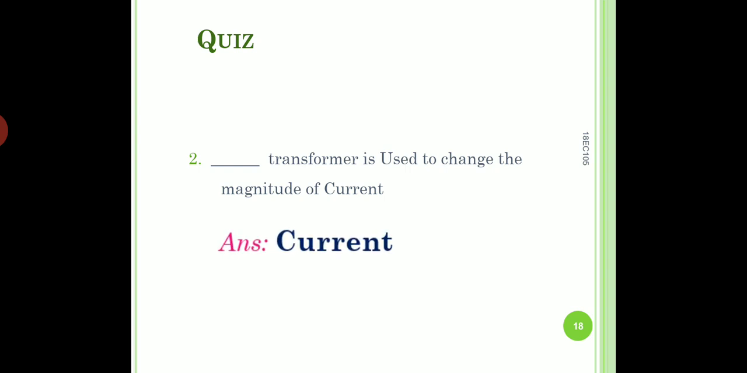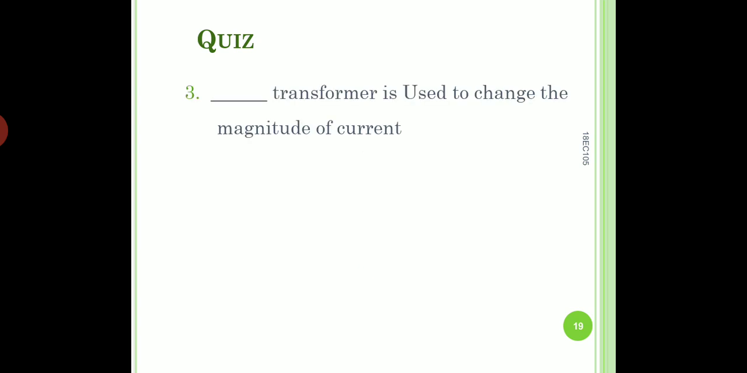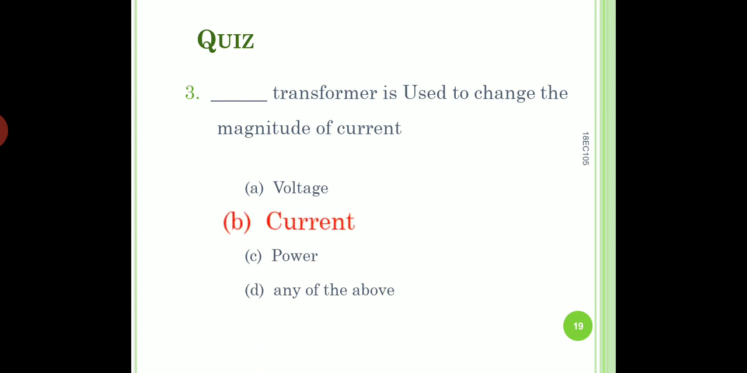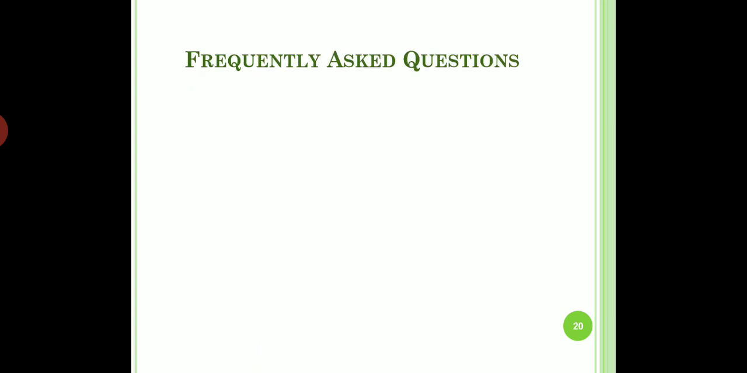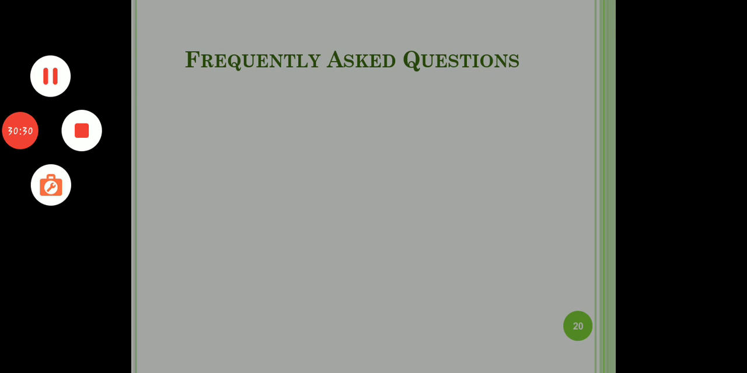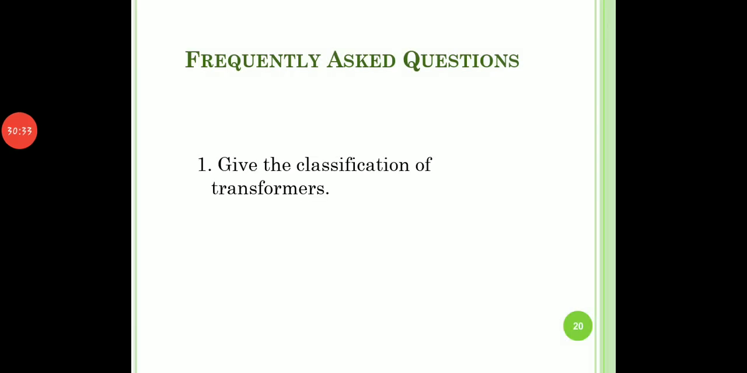By properly adjusting the turns ratio and the windings, you will get the required current delivered in the secondary of the transformer. Next one: dash is often used to change the magnitude of the current. It has to be the current transformer again. Now let us see some frequently asked questions in the topics we have discussed so far. Give the classifications of the transformers.